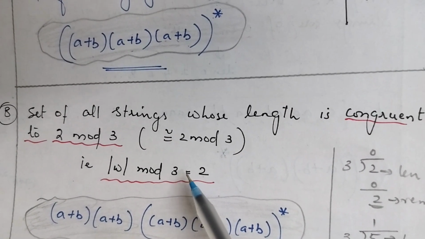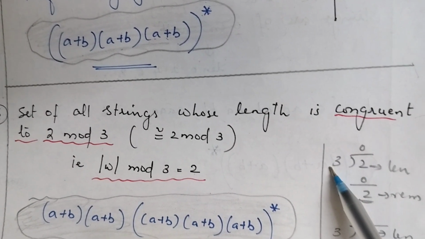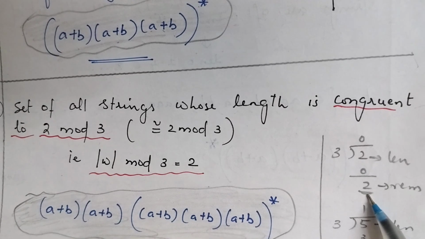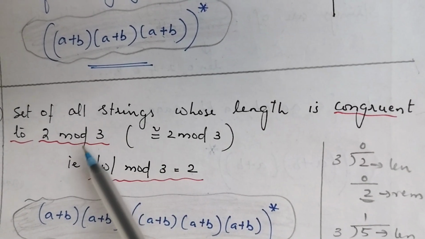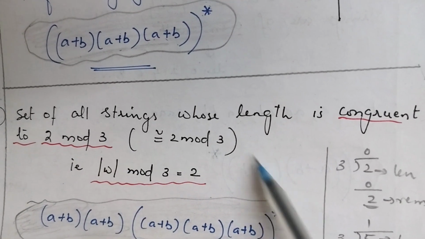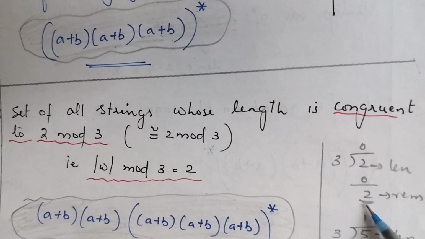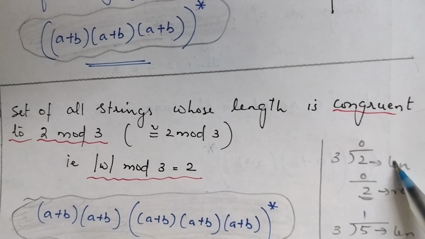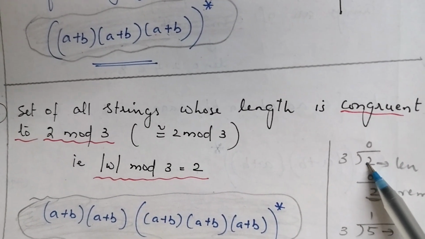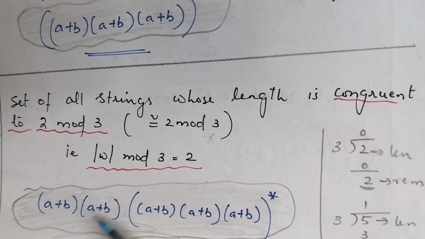So if we take string length 2 and divide by 3, we get remainder 2. So for the set of all strings whose length is congruent to 2 mod 3, dividing the string length by 3 gives remainder 2, so we can accept such length strings. So length 2 will be accepted. What is the regular expression for this one? (a+b)(a+b).